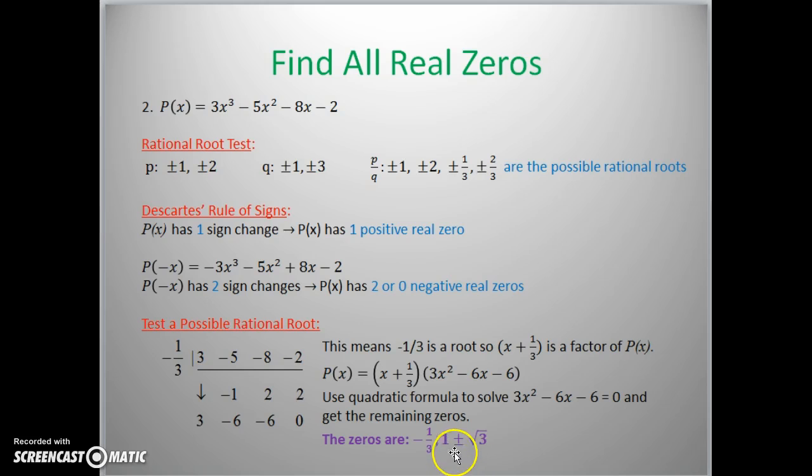And when you solve, you'll get 1 plus or minus square root of 3. So that means the zeros are negative 1/3, that's our rational root, and 1 plus square root of 3, and 1 minus square root of 3. Those are also real zeros, but they are irrational numbers.